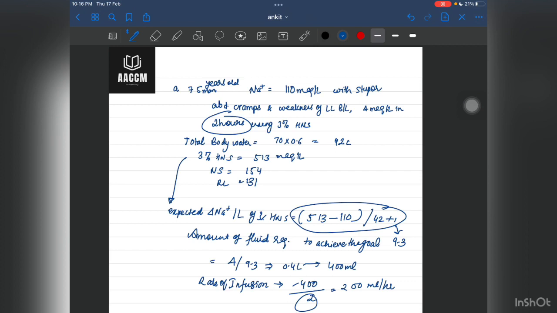Alright, so thank you so much. This is the discussion we have done in 2 parts. In case of hyponatremia, I have tried to explain it in a very basic and short form.